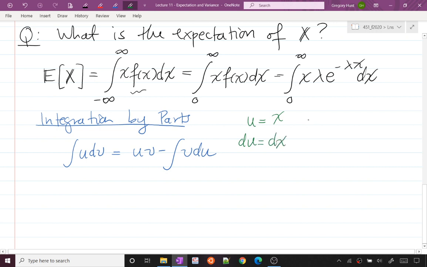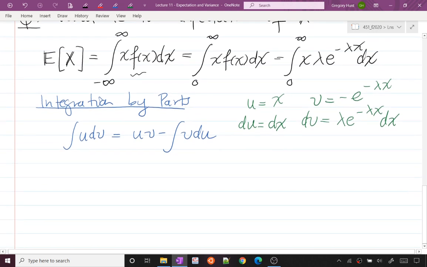And so the rest of our integrand must be dv. So dv would have to, in this case, be lambda e to the negative lambda x dx. And you can kind of solve that integral in your head to get back what v would be. And it's not so bad. It's negative e to the negative lambda x, right? So if I differentiate that, I would get lambda e to the negative lambda x. Okay? So those are my choices.